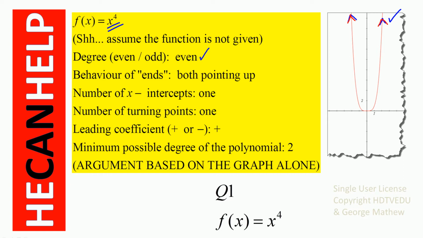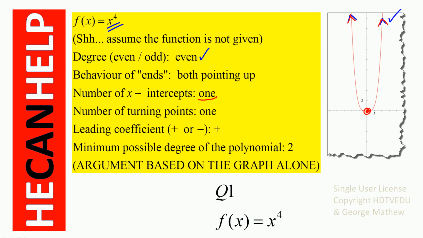So no question about that. How many x-intercepts? We only have one x-intercept. So 1, no question about that. Number of turning points, just 1.